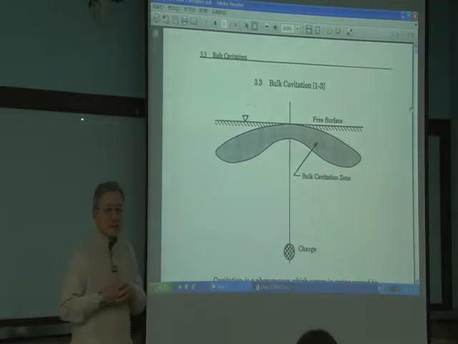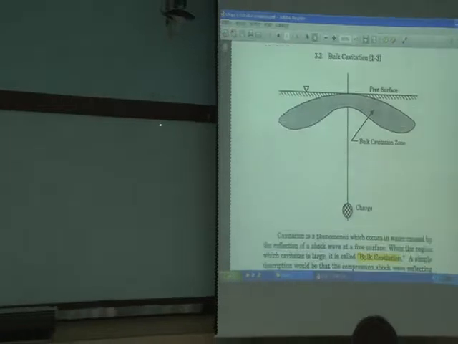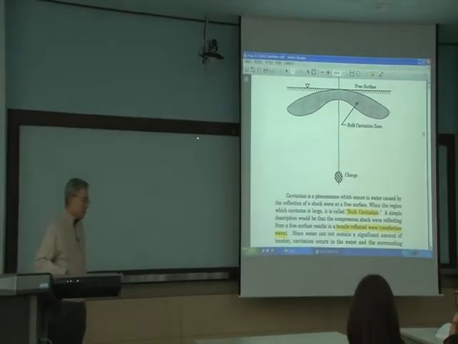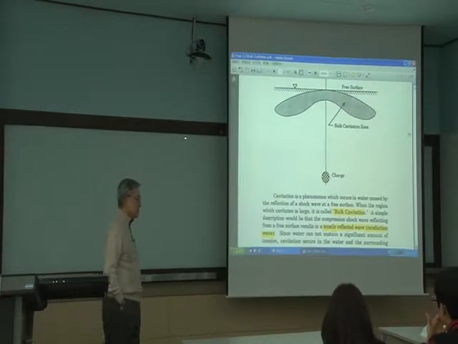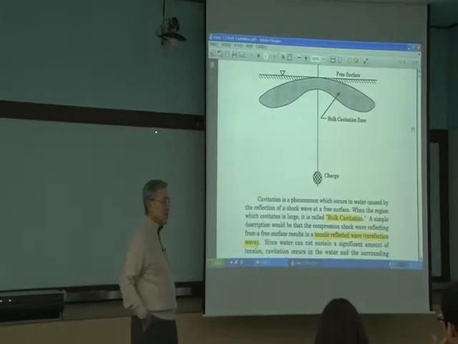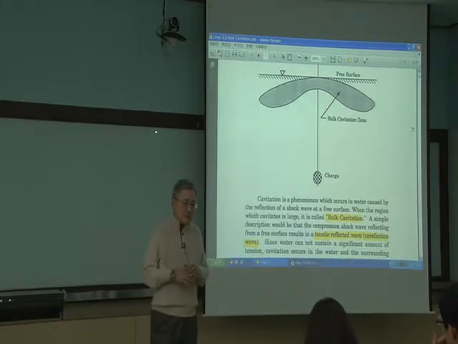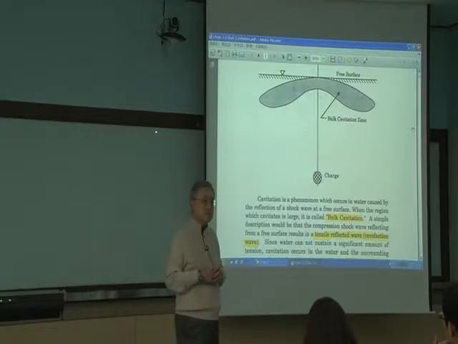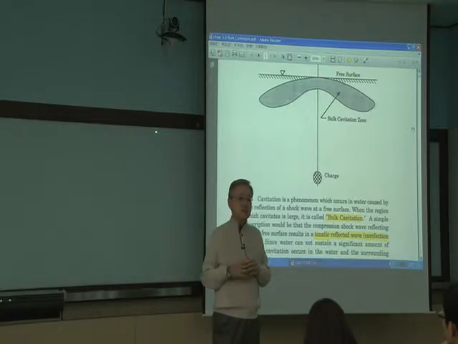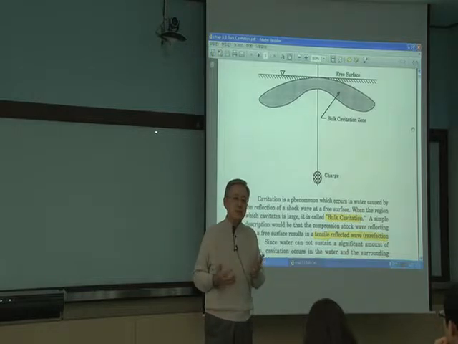Okay, the bulk cavitation, that's what we started. When you hear about the bulk cavitation, I want you to think about really white cavitation area near the free surface. That's all. Near the free surface, keyword. It happened near the free surface.